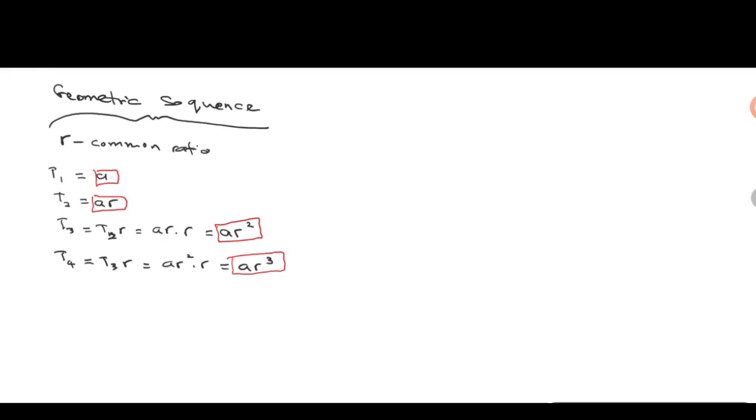For the first term, the power of r is 0. r to the power of 0 is 1. For the second term, the power of r is 1. For the third term, the power of r is 2. And for the fourth term, the power of r is 3. So therefore, if you have the nth term, the power of r will be n minus 1. So this is the general term, or the nth term, of a geometric sequence.